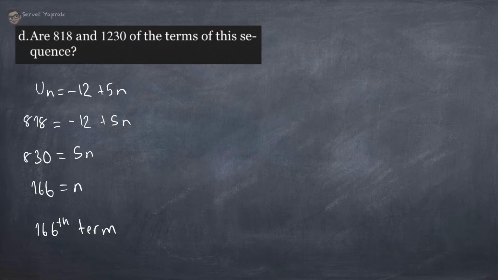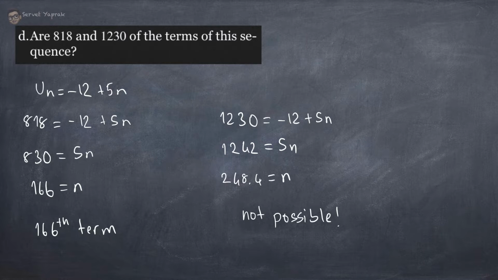Let's do the same test for the next number, 1230. Is there an n value that gives us 1230? If we move minus 12 to the other side, 5n equals 1242 and n equals 248.4. Every term number must be an integer, not the value itself, but there is no 248.4th term. It is not possible. So this number is not a term of the sequence.